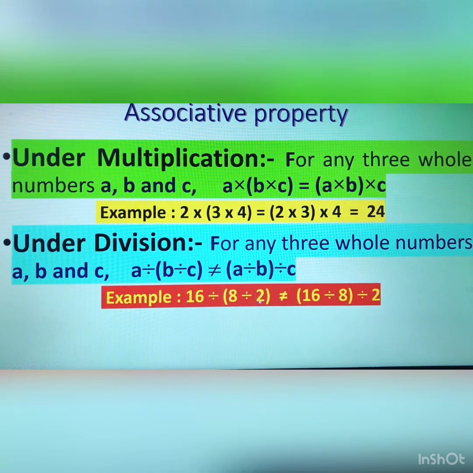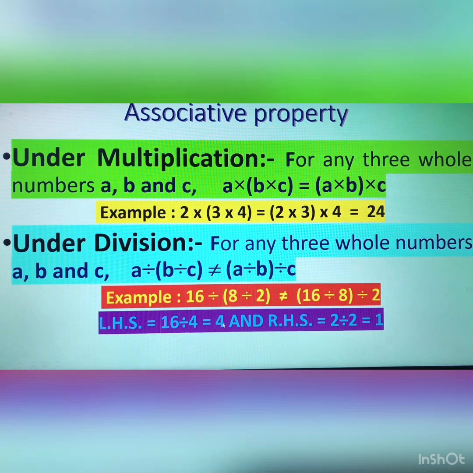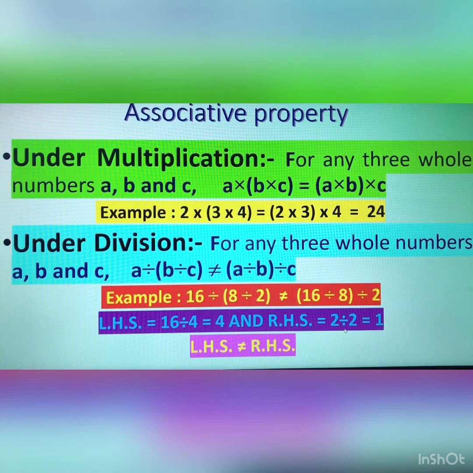8 divided by 2 is 4 and 16 divided by 4 is 4, and on the right hand side 16 divided by 8 is 2 and 2 divided by 2 is 1. Therefore the left hand side is 4 and the right hand side is 1. The results of left and right sides are different. Therefore the associative property under division will not hold.